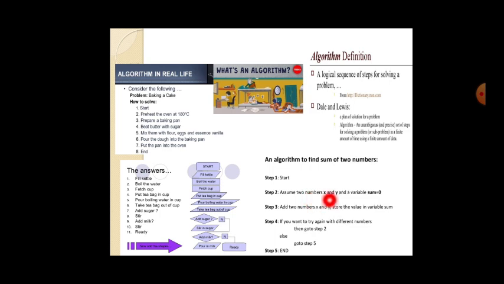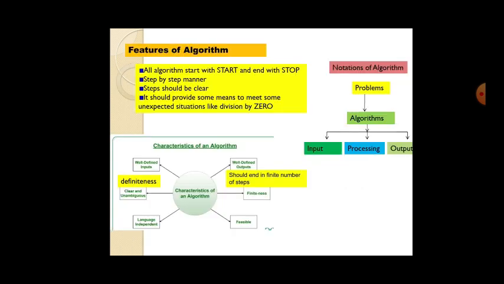So you need to assume two numbers. This is a mathematical problem to find the sum of two numbers. So why we require this algorithm is it gives us an exact picture of how to solve the problem. Next, let us see the features of algorithm.